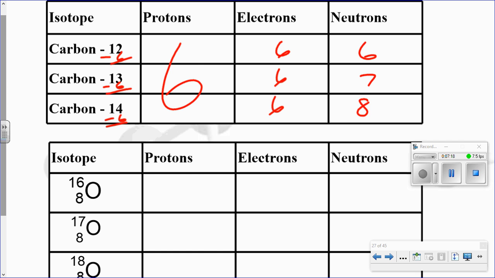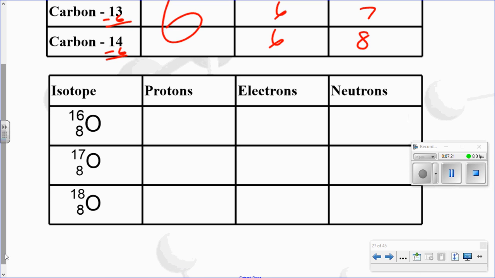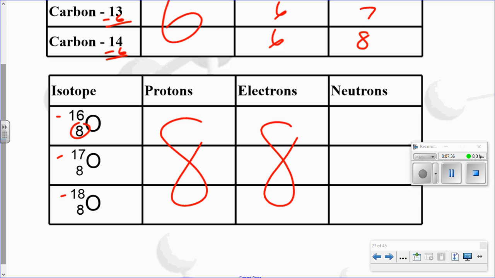Okay? Let's try a different element because we already talked about that one. Let's talk about oxygen. There's 3 versions of oxygen. Oxygen 16, 17, and 18. Notice I keep mentioning the mass numbers. Okay, 16, 17, 18. How many protons? Well, there's the atomic number, 8. How many electrons? 8, because protons and electrons must equal each other in a neutral atom. Neutrons. 16 minus 8 is 8. Neutrons. 17 minus 8 is 9. And 18 minus 8 is 10. Okay?